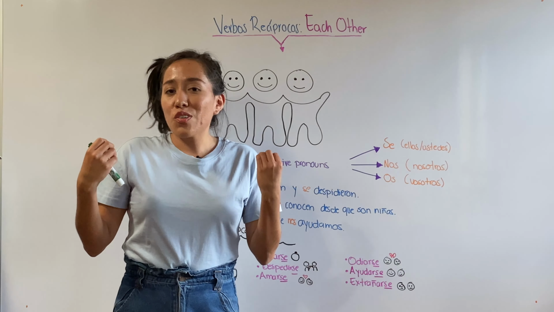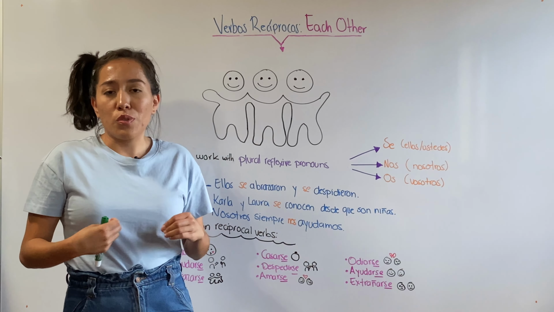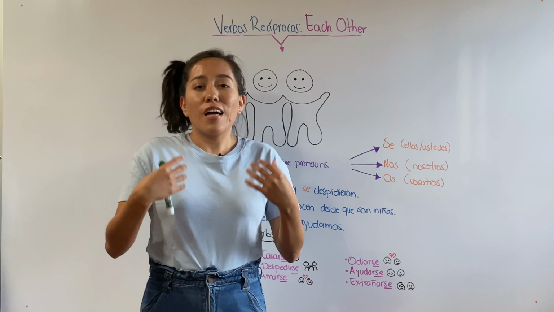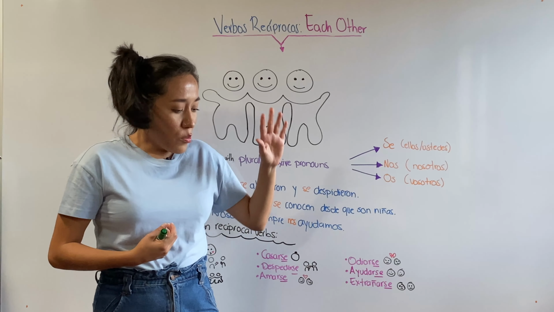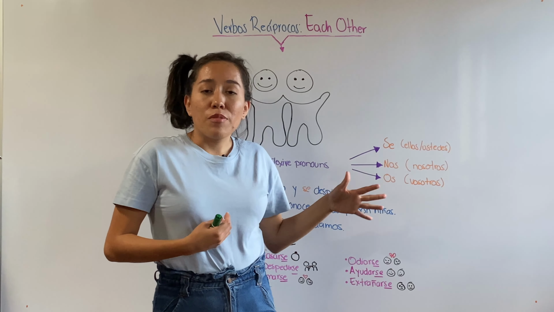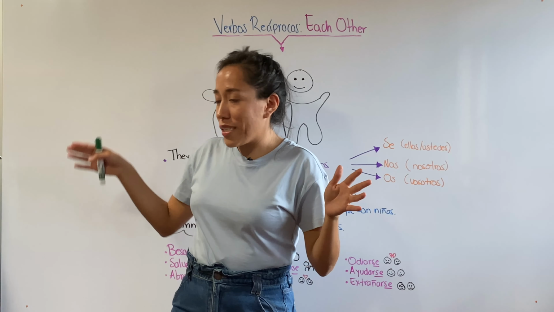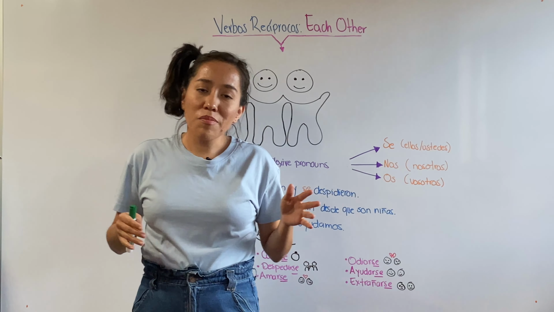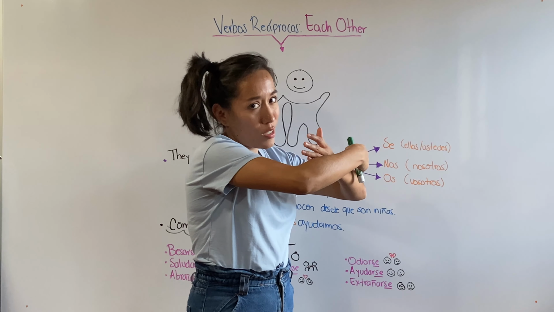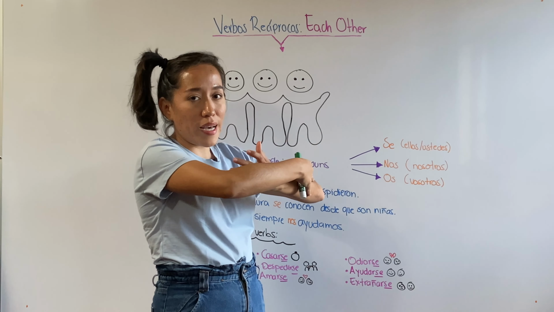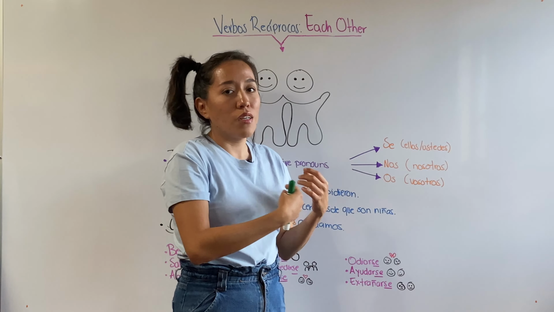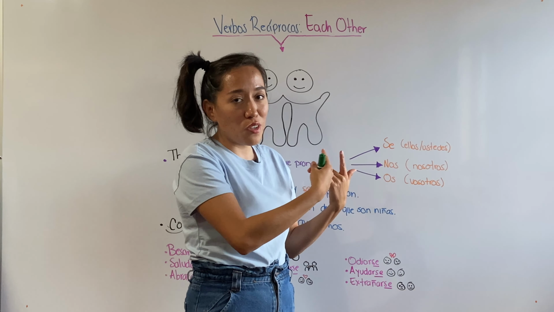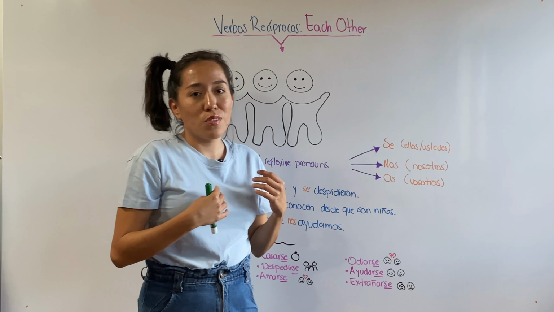So when are you going to use these reciprocal verbs? You're going to use them, again, to express that an action is reciprocal. So over here, let's imagine that I have my friend Carlos, and over here, I have my brother, okay? So if I hold Carlos and he holds me back, that's reciprocal. We are holding each other. "Nosotros, Carlos y yo, nos abrazamos."